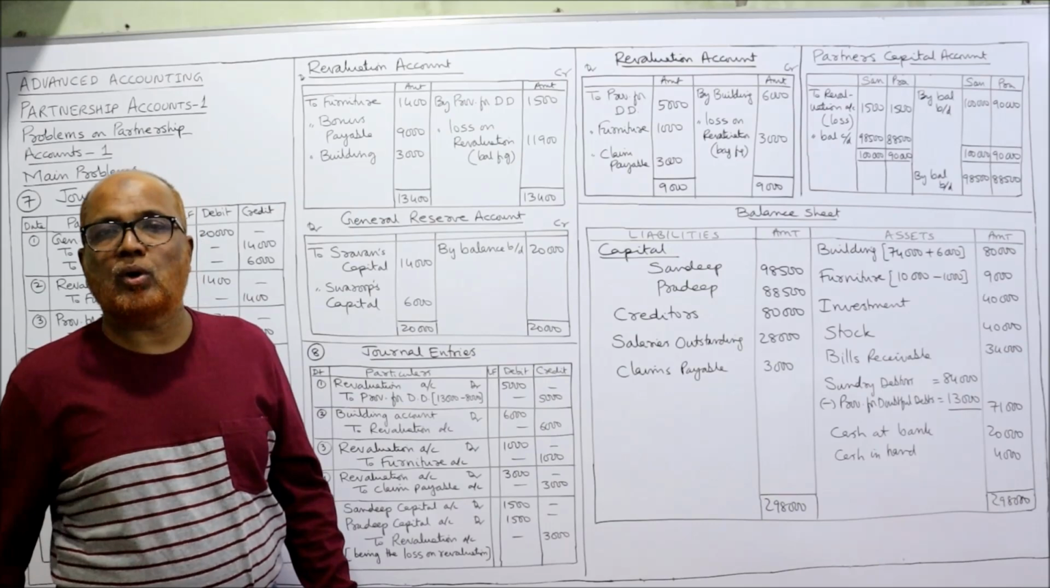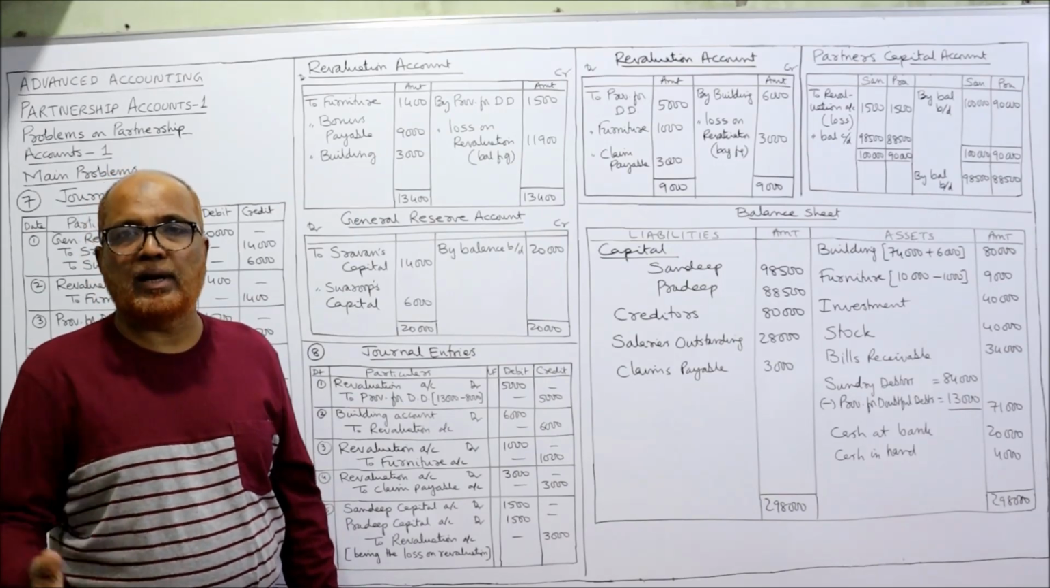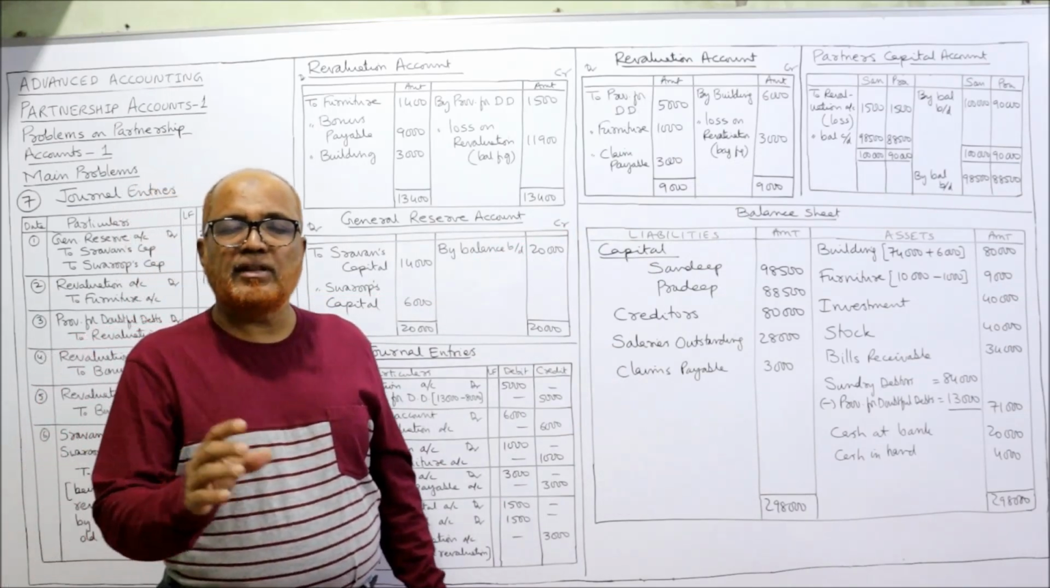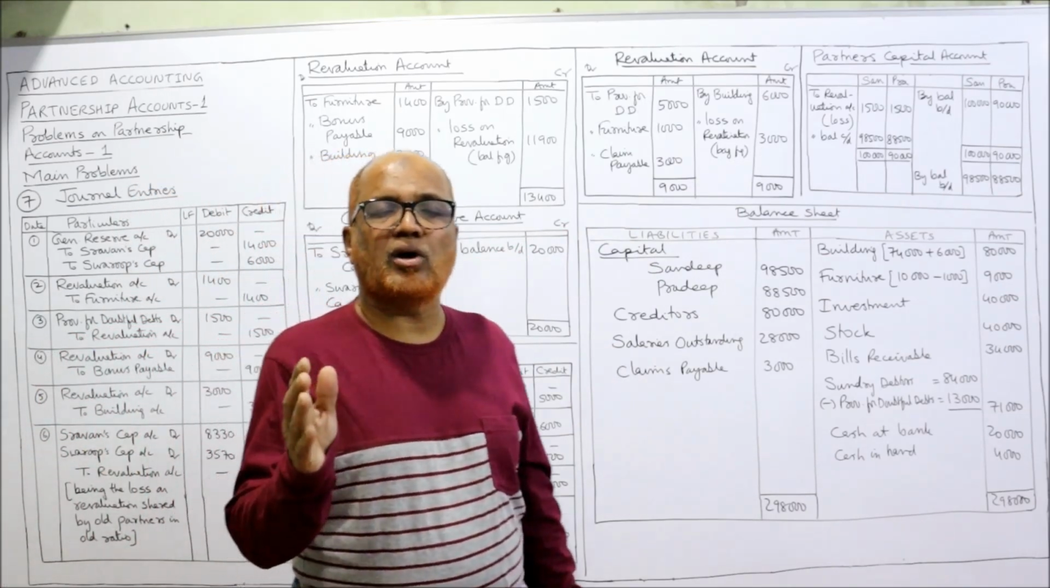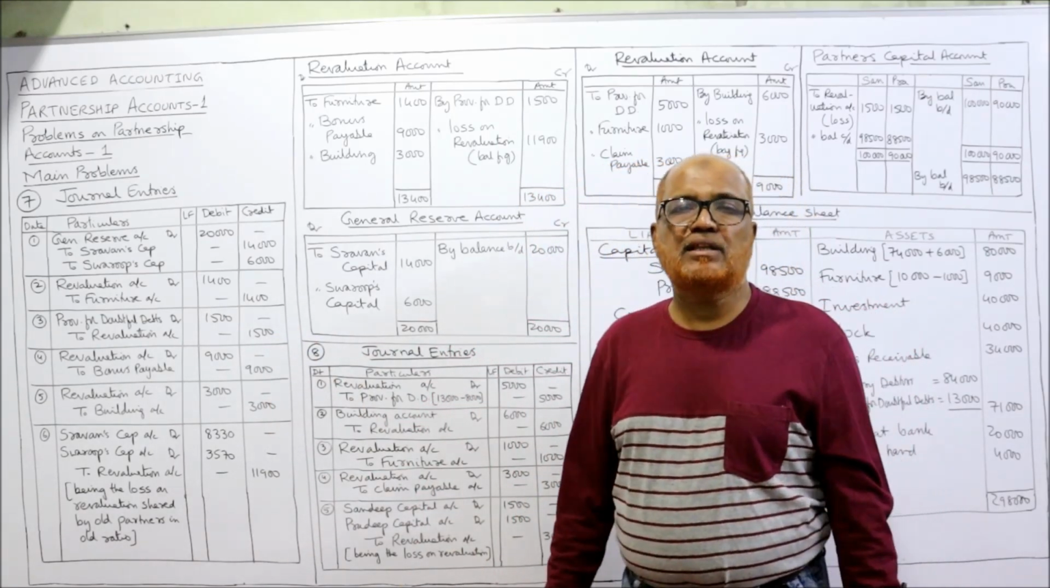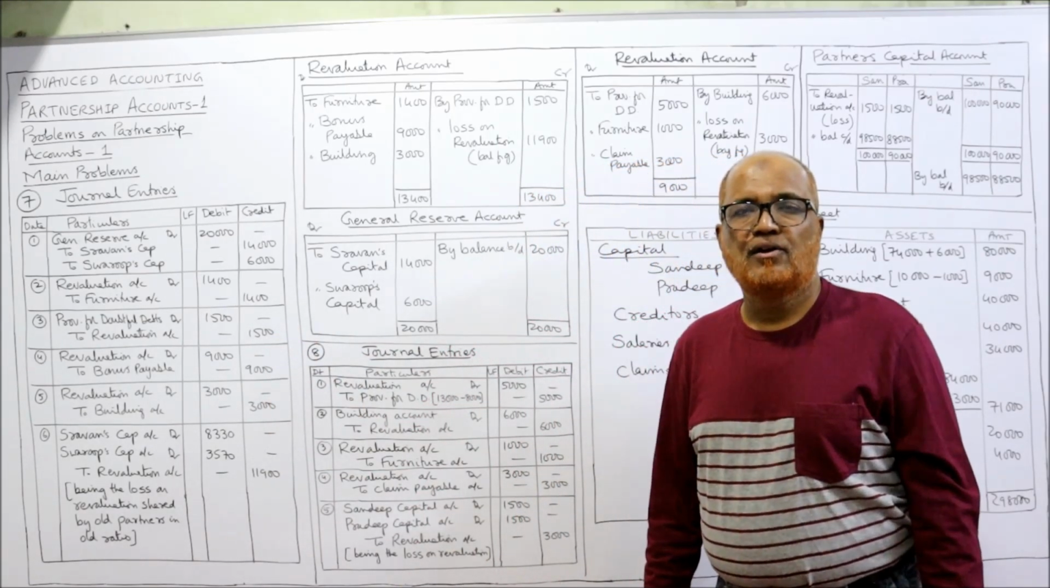Debit should be given to the old partners in the old ratio. The loss was 3,000. It is given in the problem. The profits and losses are shared equally. Half. The half of 3,000, 1,500.